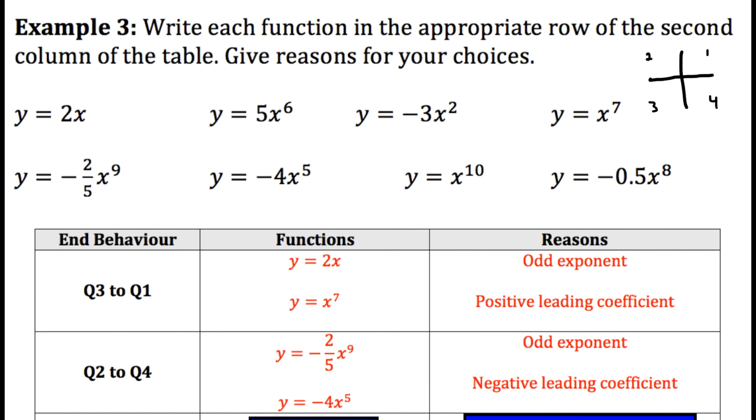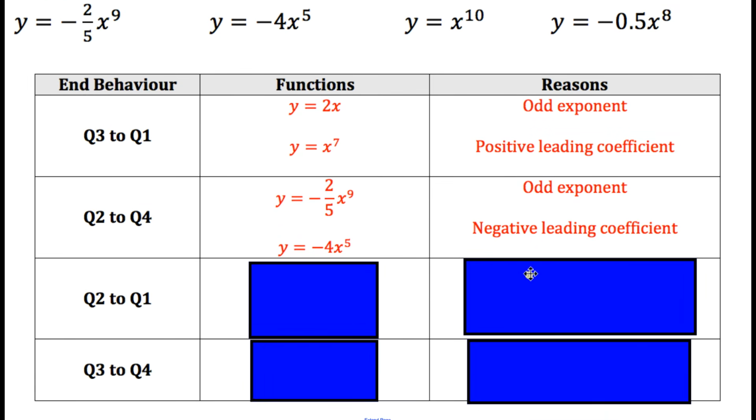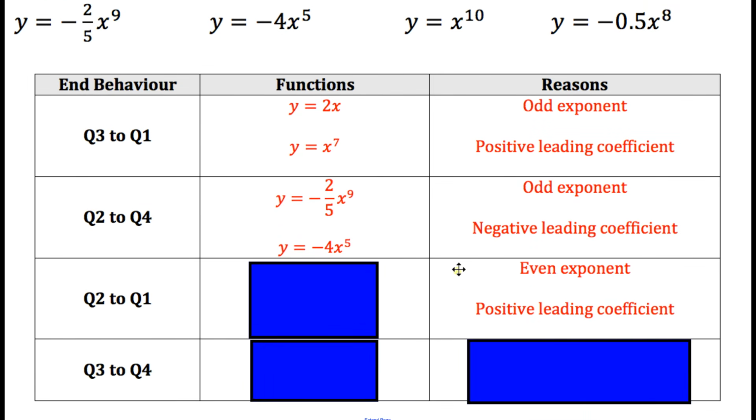Quadrant 2 to quadrant 1. That means starts here and finishes here. Notice it's pointing in the same direction from where it starts and ends, so it has the same end behavior, so that is an even degree power function. So I'm looking for an even exponent, and I'm looking for a positive leading coefficient.